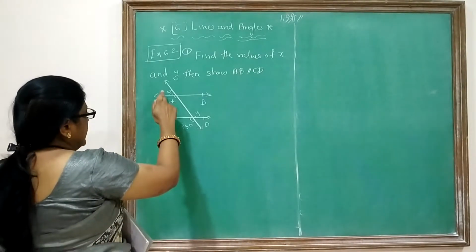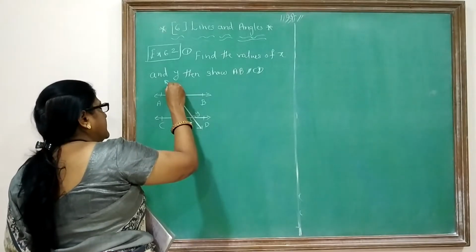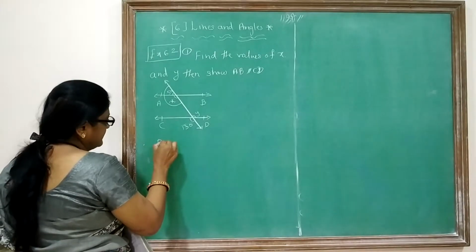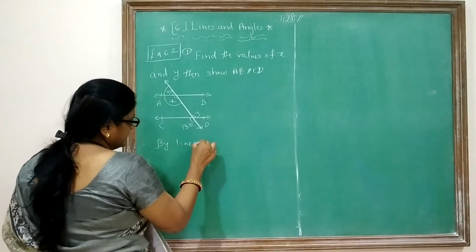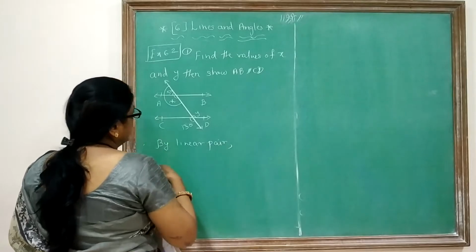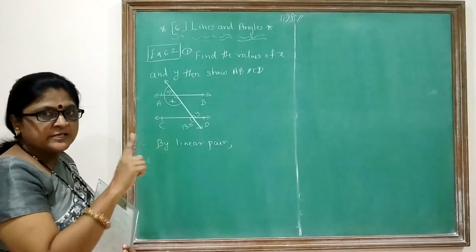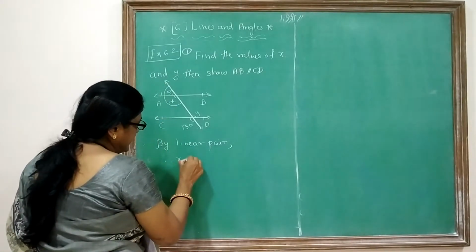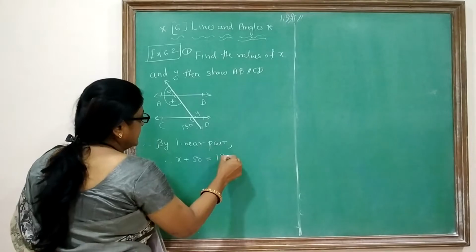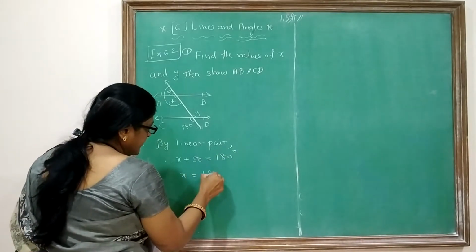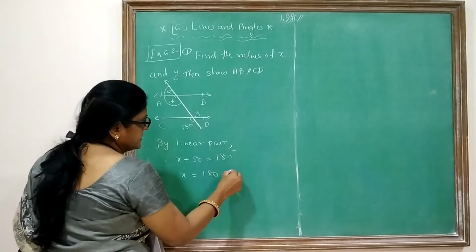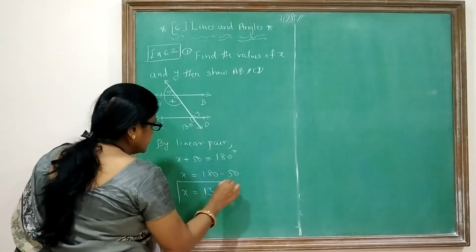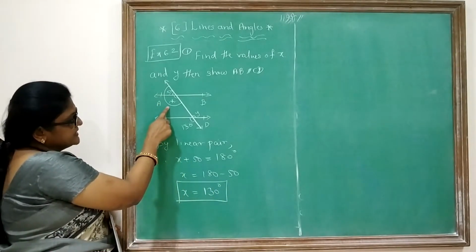Here x and 50 are given, and this is a linear pair. Then you will write: by linear pair. The linear pair rule is that x plus 50 added gives 180 degrees. So x plus 50 equals 180 degrees, and transferring the plus 50 to this side it becomes minus 50, so x equals 130. This angle is 130.